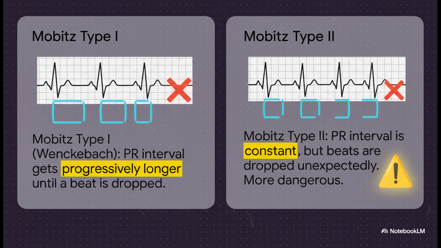First, you've got Mobitz type 1. Here, the signal gets slower and slower and slower until, poof, a beat just gets dropped completely. It's a predictable pattern. Longer, longer, longer, drop.